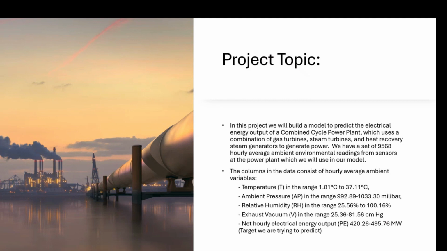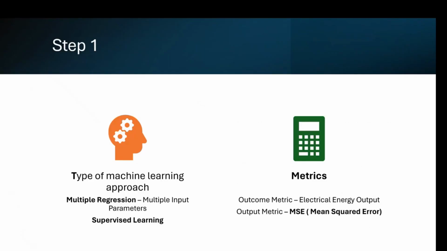The first step was identifying the machine learning approach. As we have a labeled data set available to us, I decided to use supervised learning, as we are predicting an output, which is a numerical value and a continuous value at that. So I used a regression technique and chose multiple regression because we have multiple input parameters here.